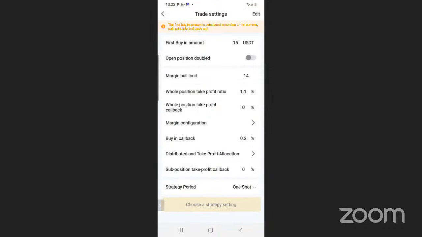You have 14 margin calls, which is not bad. Then the whole position take profit ratio is 1.1. It is fine, but normally you can keep that at a slightly bigger figure. Then you tap on the margin configuration. Let me check on how you've set your margin call drops. Just tap on margin configuration.